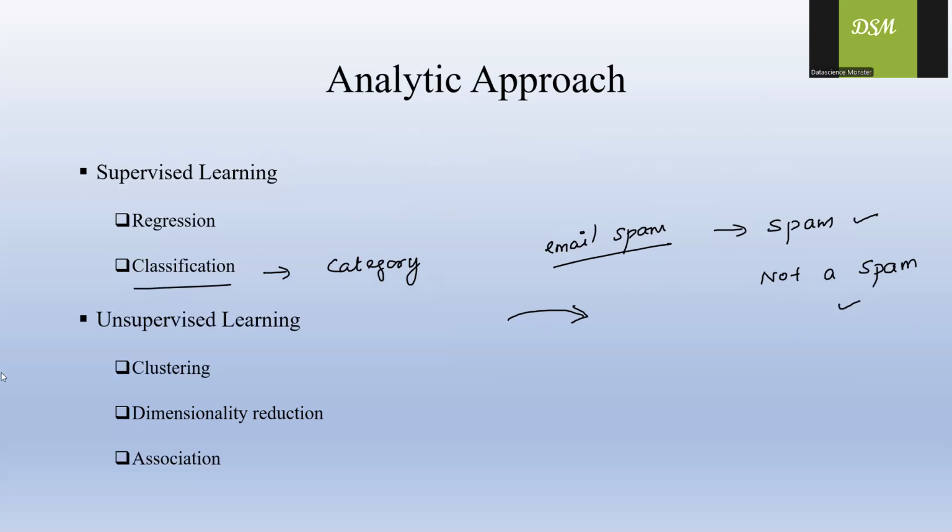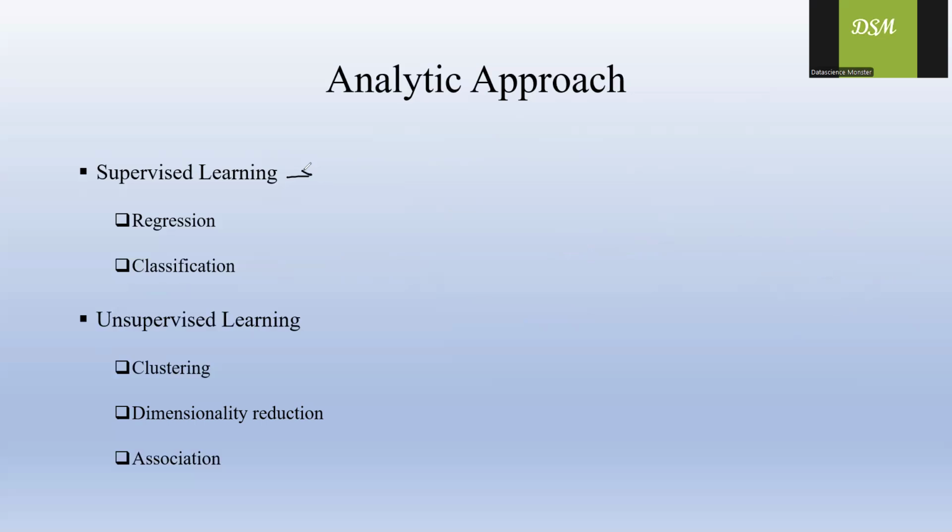So in short, supervised learning is the one where there would be labeled data, which means there is an output. If the output is numerical, then it is regression. If the output is categorical, then it is classification.